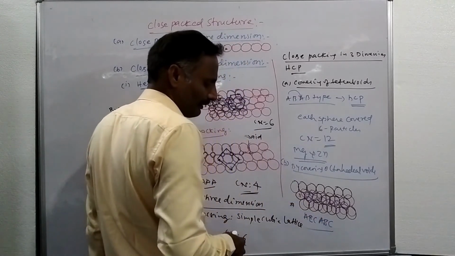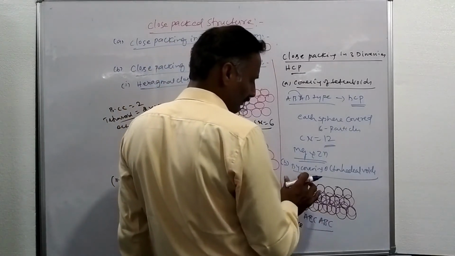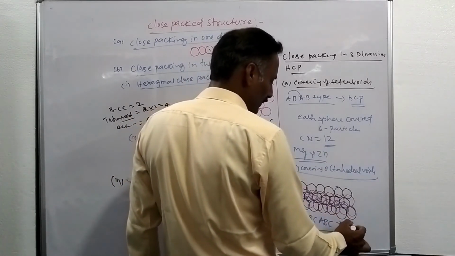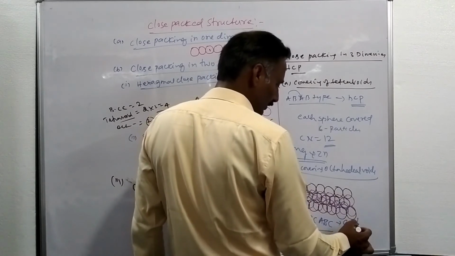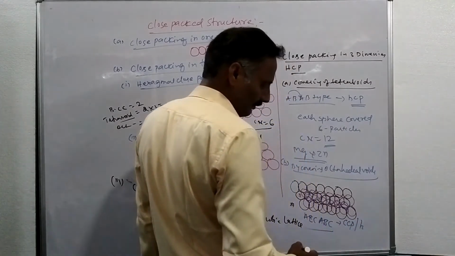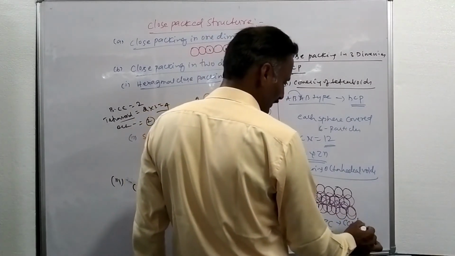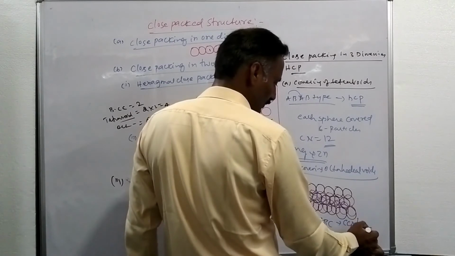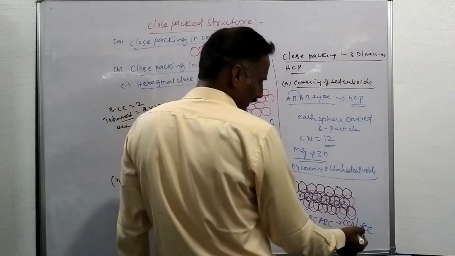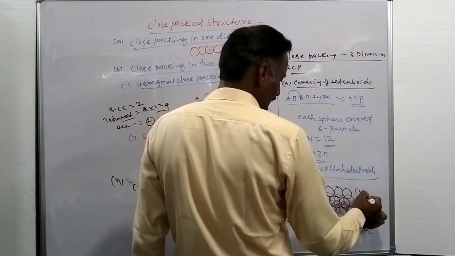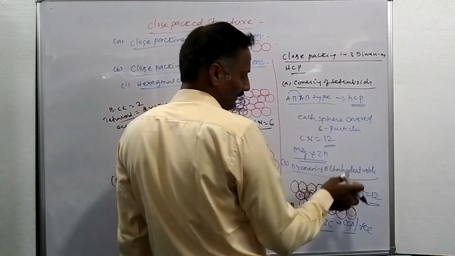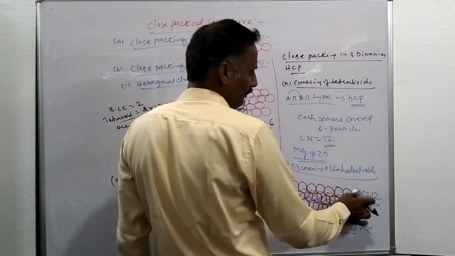In the ABC type arrangement, covering octahedral voids gives cubic close packing. This is also called face centered cubic close packing. In cubic close packing and face centered cubic close packing, the coordination number is 12. In both the HCP lattice and the CCP and FCC lattice, the coordination number becomes 12.